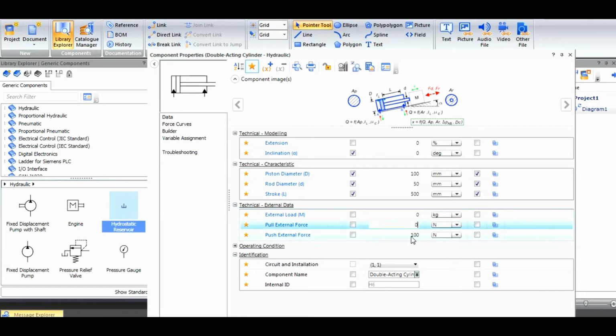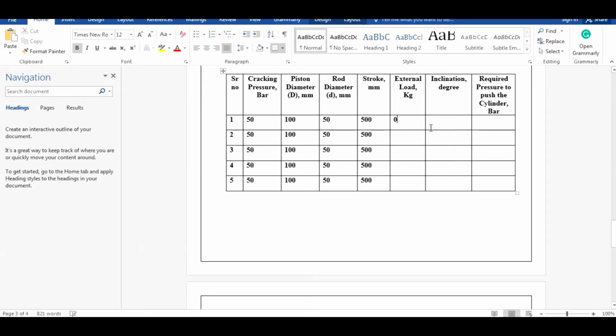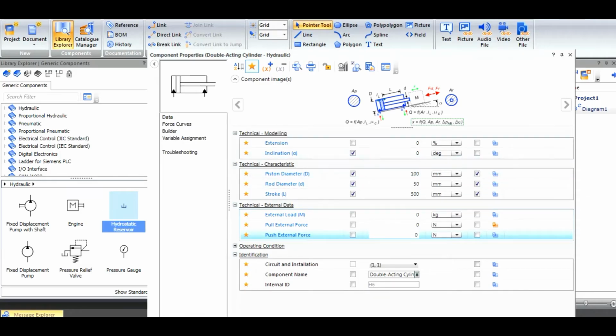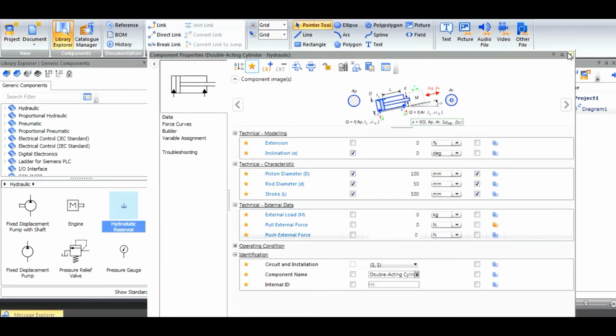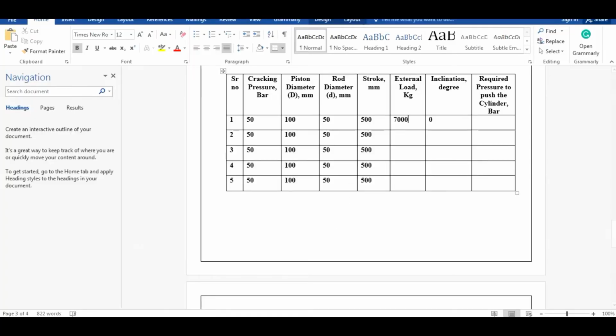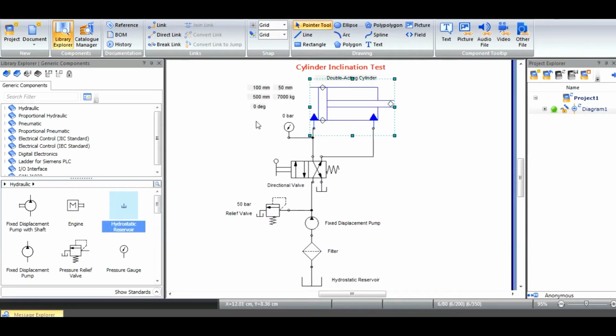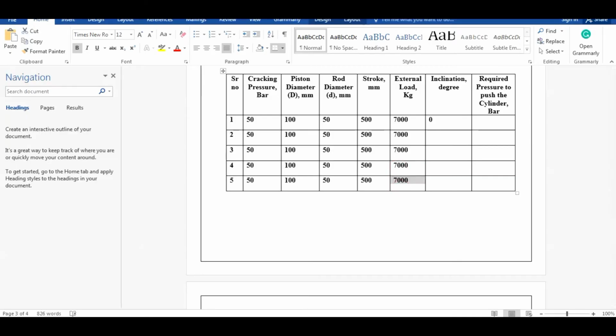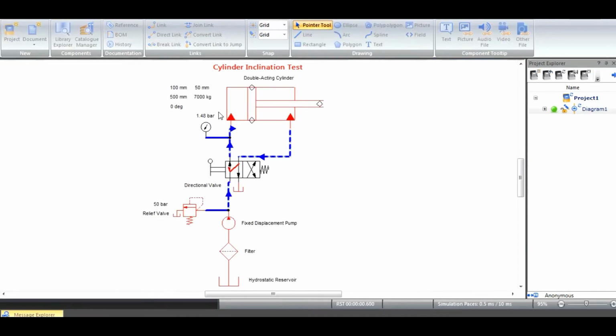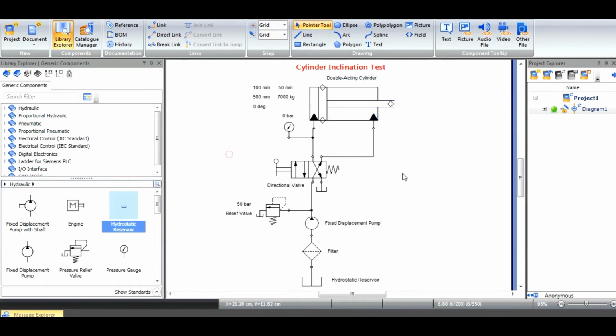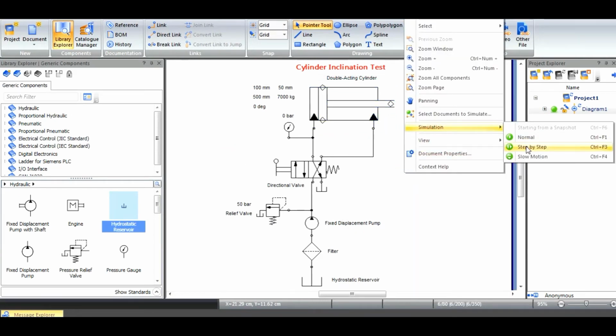If I keep the load 0 and inclination angle 0, there is no resistive force, so the piston moves freely. So I am going to add some load here, which is equal to 7000 kg for all cases. Now check how much pressure is acting here for 0 degree. Point 4 pressure is built. Nearly 1.4 bar pressure is required to push the cylinder at 0 degree.